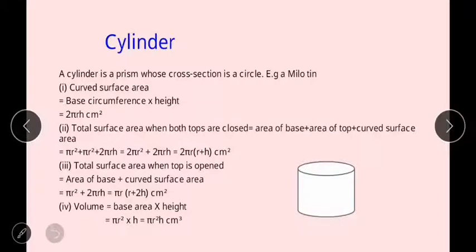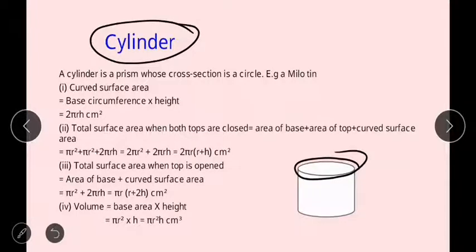Here we are again. We'll be talking about another solid shape. Cylinder. Cylinder is a solid shape and it is a prism whose cross-section is a circle, e.g. a melotin. A melotin has a circular top, a circular base, and a curved surface area at the middle, isn't it? Let us roll.